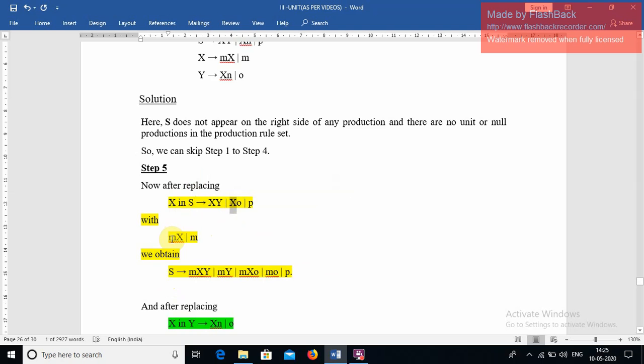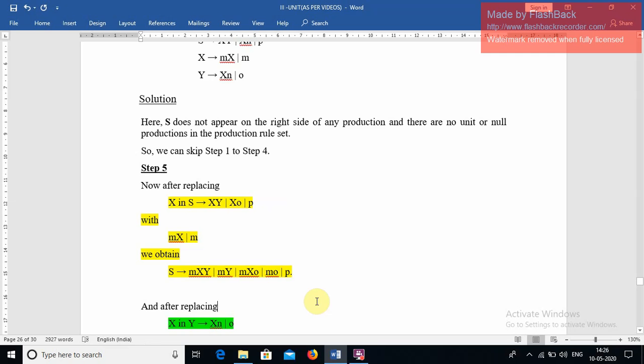Okay, so MXY, MY, MX, OMO, and P we directly define. Okay, so in place of X we substitute this, in this X we substitute this. So finally we get S like this.